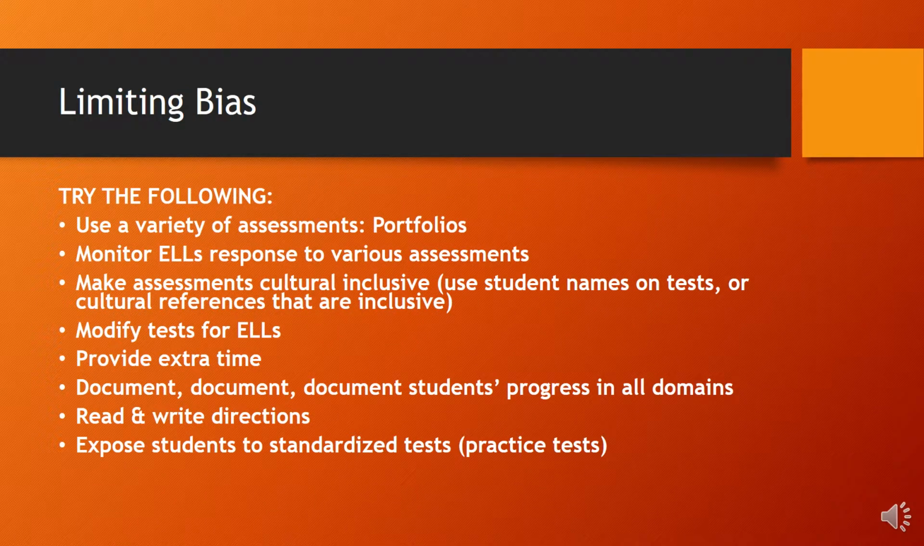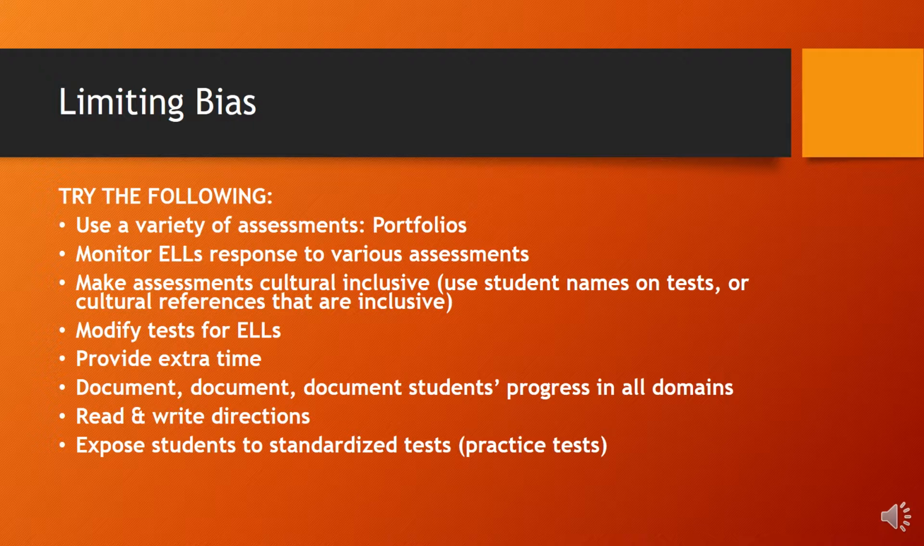Limiting bias. Now, there's always going to be bias. There's really no way to avoid it. But here are some things that we can try to do to limit that. Using a variety of assessments. Portfolios would be an example of that. Monitor ELL's response. Okay.